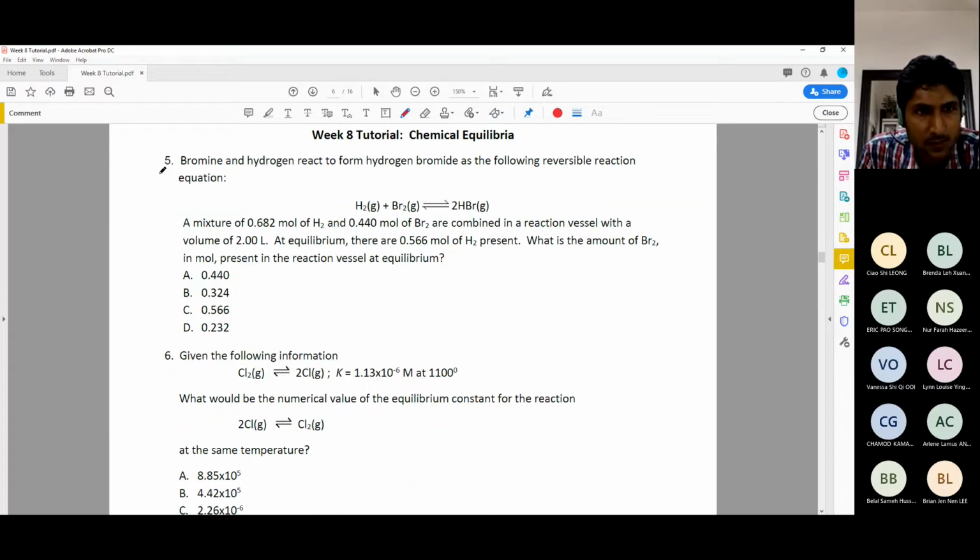Question number 5 says that bromine and hydrogen react to form hydrogen bromide as in the following reversible reaction equation. Hydrogen and bromine form 2 hydrogen bromide, and all of it is a gaseous system.